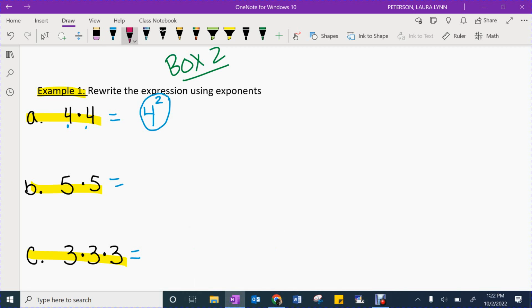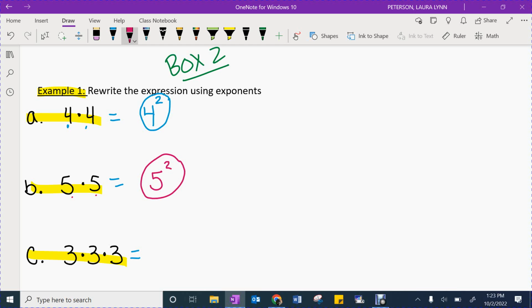B. You should try B right now. If you need to pause for a moment to do that, go ahead, but B, I want you to try on your own. Let's see how you did. What number is being repeated? It should be 5 is being repeated, so 5 is your base or big bottom number. How many times is 5 repeating? 1, 2. So you should have an exponent of 2. You read this as 5 squared or 5 to the second power.